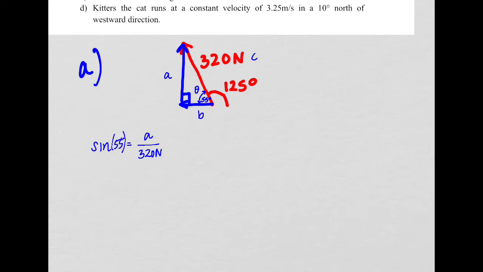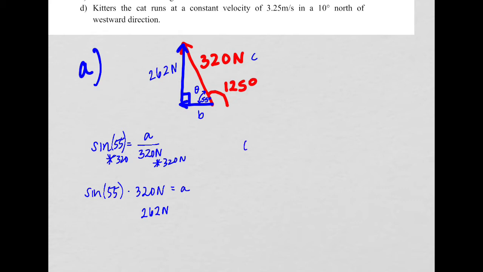All right, so I'm going to rearrange this by multiplying both sides by 320 newtons. Then I'm going to have sine of 55 times 320 newtons equals the side A. When I plug that into my calculator, I find that A is equal to 262 newtons. So we can erase A here and write 262 newtons.